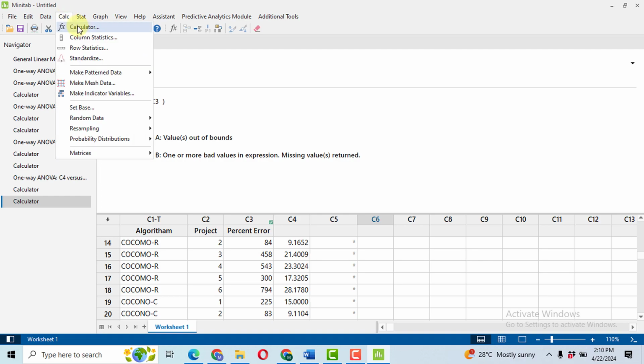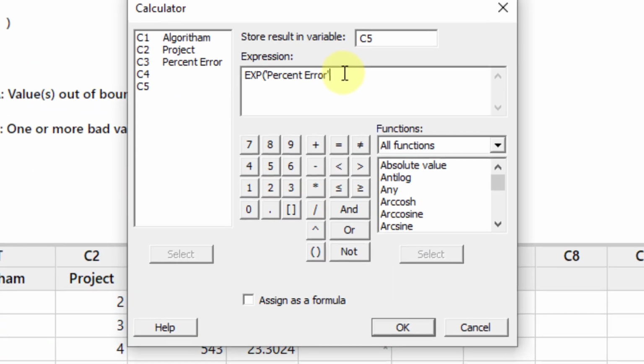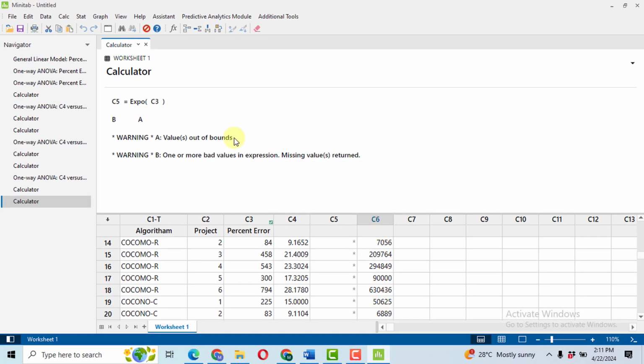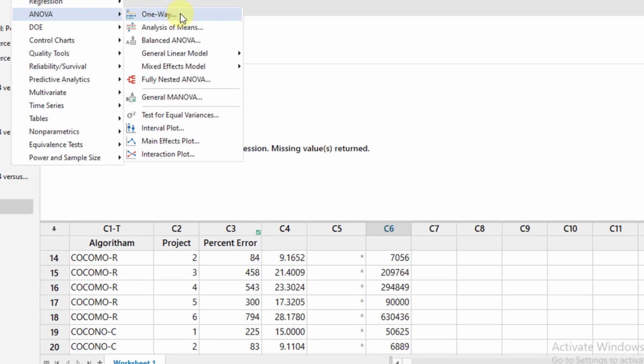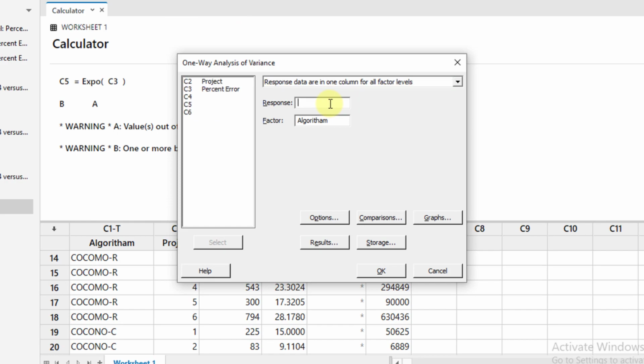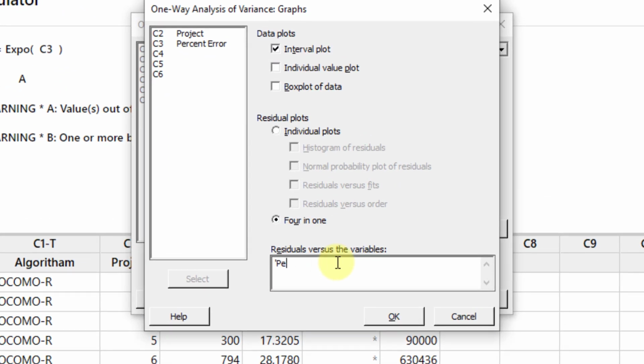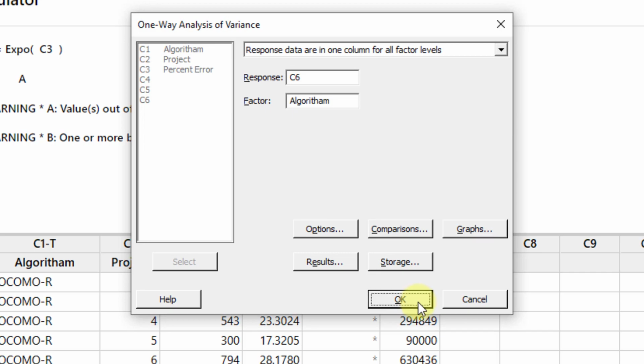Again go to the calculator, and this time we say percent error multiplied by percent error for all of the values, and save this data in the 6th column. Then click OK, and we got our square term. This time there is no issue with the negative sign. Now go to Stat, ANOVA, One-Way ANOVA, and here select the 6th column, which is our squared data. For the residuals, click on Four in One graphs, and then click OK, and OK.